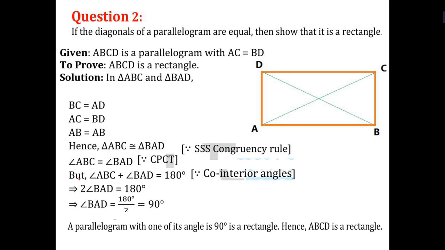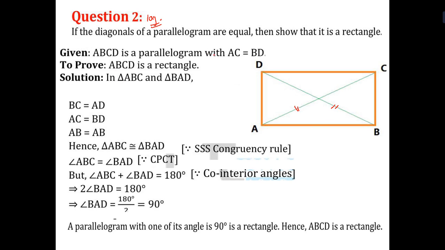Now question number 2. These are all proofs, so logically we can develop our logic by listening to such a video. If the diagonals of a parallelogram are equal, then show that it is a rectangle. First of all we have to prove that these two diagonals are equal. So we can take two triangles.